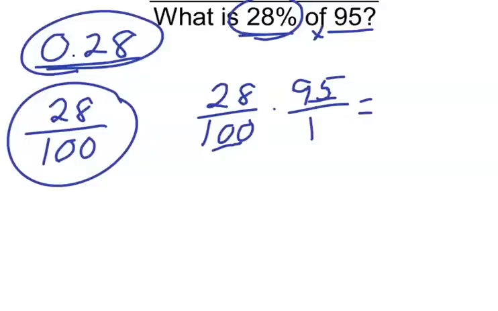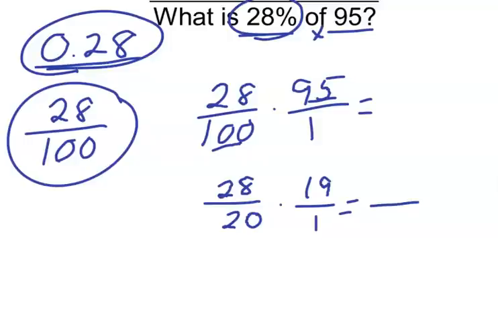So I know that 100 divided by 5 is 20, right? So we're already going to simplify that. And then 95 divided by 5 is obviously going to be 19, 19 over 1. All right, so then we can actually do some additional reducing, maybe because these are both even numbers. So what's half of 28? Well, that would be 14. Half of 20 would be 10. So 14 over 10.